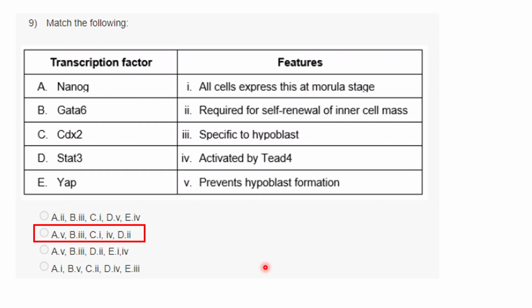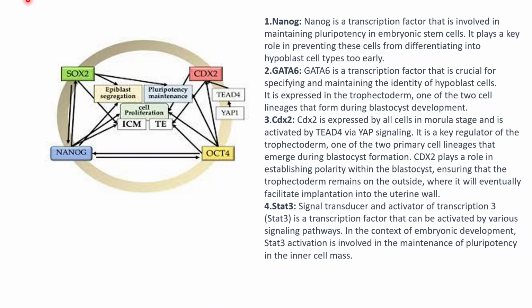In turn, YAP activates TEAD4, TEAD4 activates CDX2, and CDX2 is expressed in all cells at the morula stage. So YAP is the upstream player in the signaling, which activates TEAD4, then leading to CDX2. So this is what we're talking about: YAP1, TEAD4, then CDX2. And CDX2 can specify the trophectoderm. And STAT3 and SOX2 transcription factors can specify the inner cell mass. NANOG will also prevent hypoblast differentiation too early and maintain the stem cells.